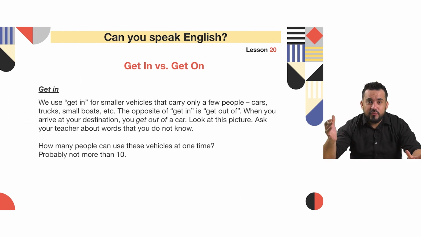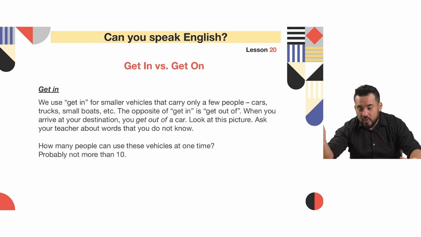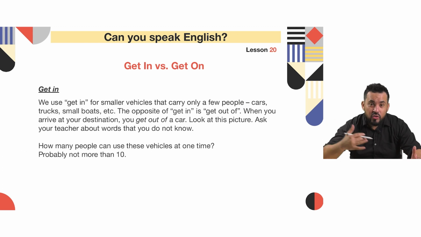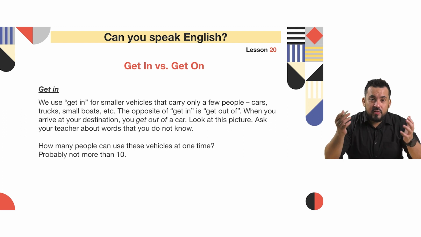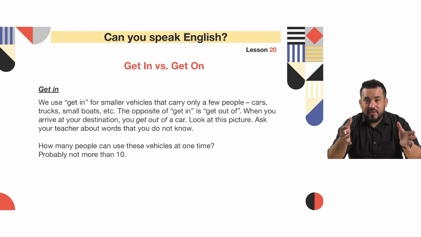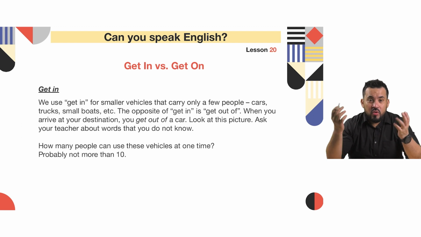Okay, now let's move to a different topic. Get in and get on. Get in and get on. Those are phrasal verbs that are used for vehicles. What is a vehicle? A vehicle is anything that carries people from place to place. Normally it has wheels, or it could be a boat or an airplane, which still has wheels.